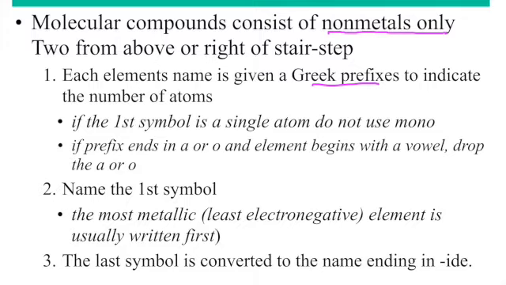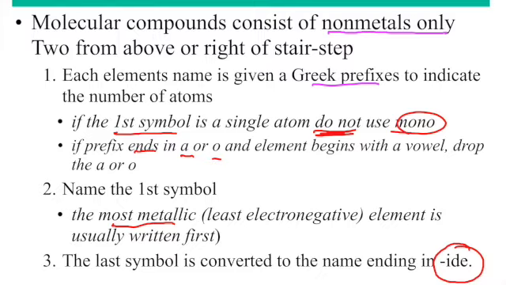Now, there is a rule. For the first atom in the compound, if there's only one of them, do not use mono. In terms of writing them out, if the prefix ends in A or O, or the element begins with a vowel, drop the A or O when converting the name. The name of the first one is usually the one that is most metallic or least electronegative, and for the last symbol, you use its name, but you drop the ending and you add "ide."